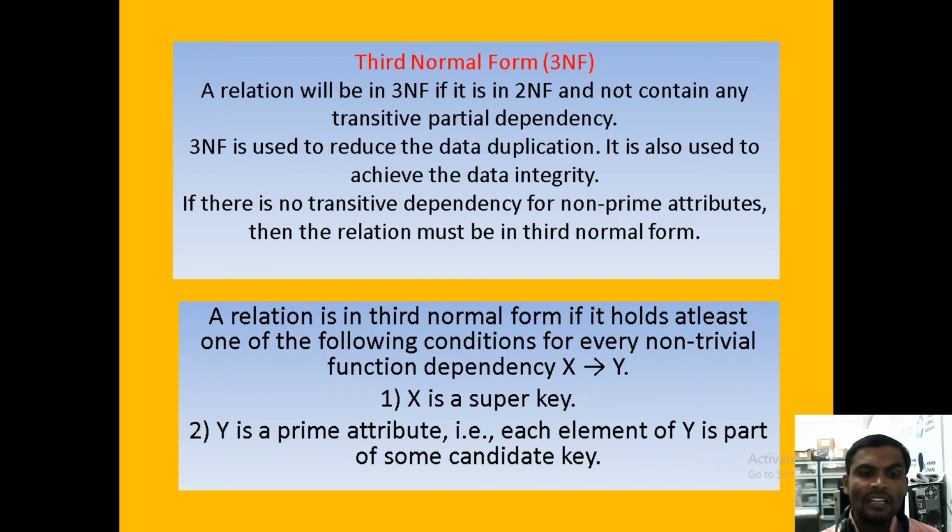A relation in the third normal form supports at least one of the following conditions. Non-trivial functional dependency, X determines Y. X is a super key. Or Y is a prime attribute. Each element of Y is a part of some candidate key.